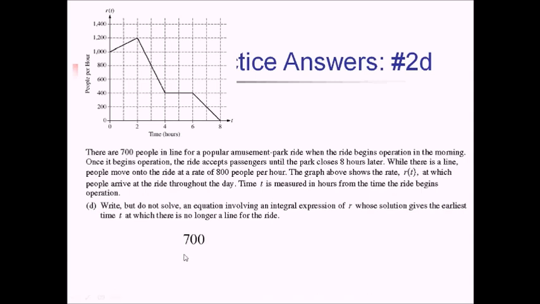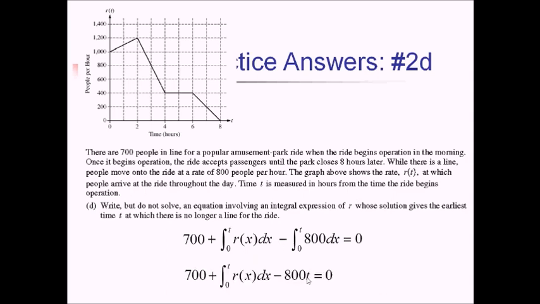So we're starting with 700. We're adding an integral from 0 to t of, and now I have to be careful here, I'm going to call this r of x dx, because you're not supposed to have the same variable inside the integral as you do in one of the limits of integration. And then from that, we're going to subtract the integral from 0 to t of 800 dx. And all of this, we said, should equal 0, because when this equals 0, that means there are 0 people waiting in line. All right? Now, they did say they want an integral expression of r. And this 800 isn't technically an r, so I'm going to just change this integral over here to be minus 800t, and then we're done.